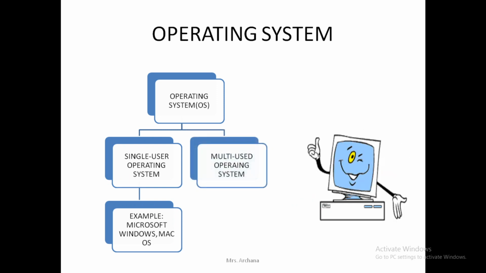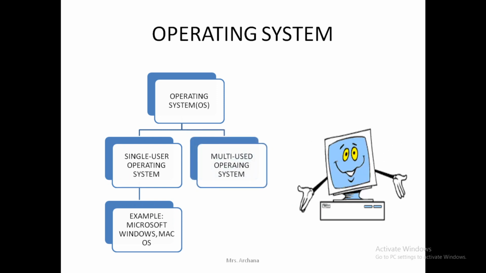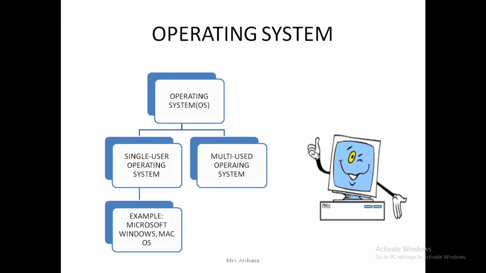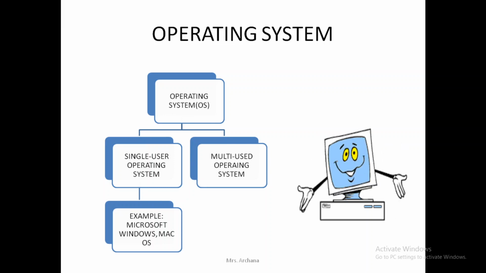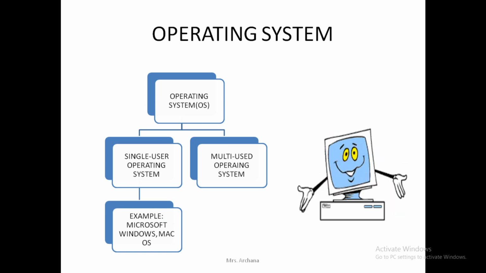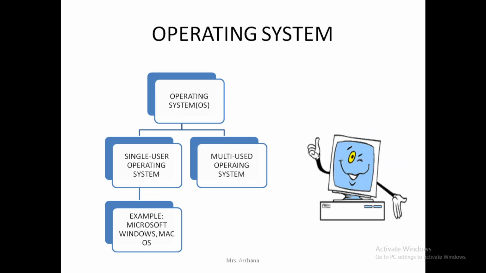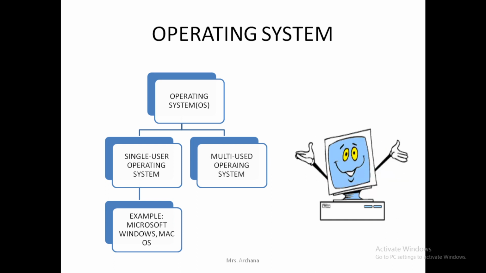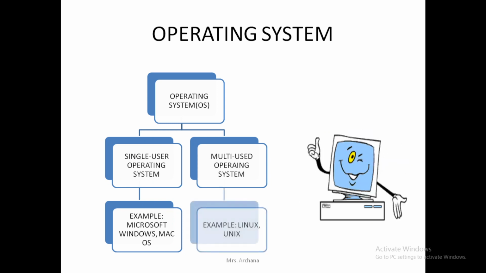Second is multi-user operating system. It allows many people to use the same computer at a time. It is mostly used in big offices, hospitals, airports and other public places where a lot of people are required to use the same system. Examples are Linux and Unix.